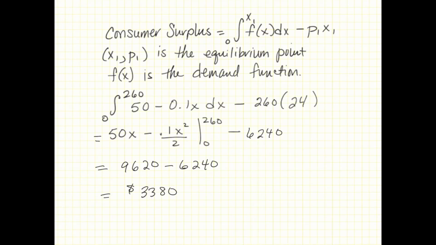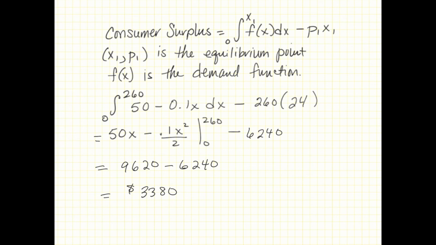So let's do the integration. Here is the formula for consumer surplus, and you're just going to take that demand function. In this case, we're calling it f of x here, but it's the demand function. So you need to make sure that you've got the demand function in there and not the supply function. And you're going from 0 to the equilibrium point.